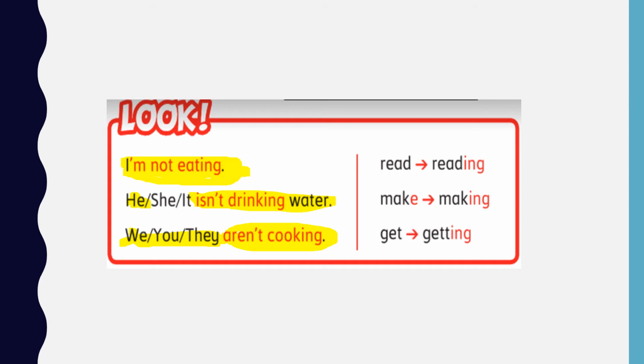Okay. I takes am, then not, then eating. He and she and it takes isn't drinking, with the verb with the ing, and we, you, or they takes aren't cooking or aren't playing, aren't drinking.